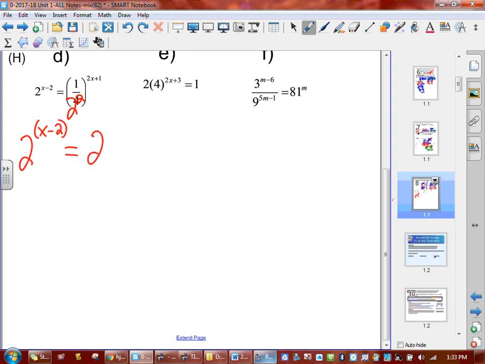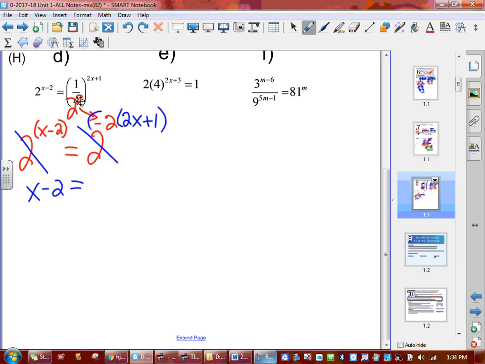Now I can drop my base. So my bases are identical. They're gone. I'm going to get x subtract 2 on the left. On the right, I need to multiply that negative 2 outside to both terms inside. So we're going to get negative 4x minus 2. Okay? Now we're going to take our x's to the left. So negative 4x is going to add 4x. We're going to add 4x here.